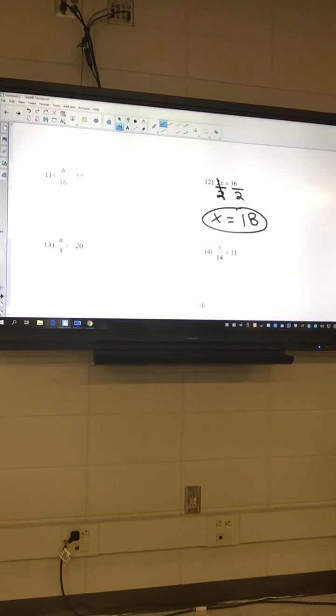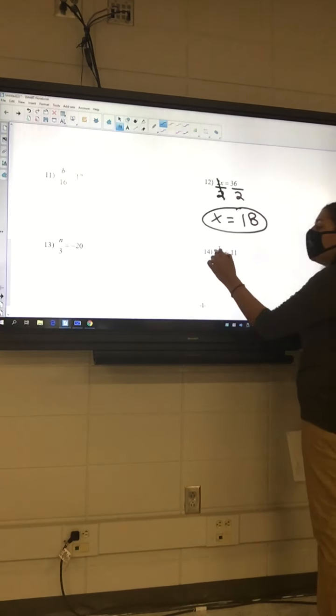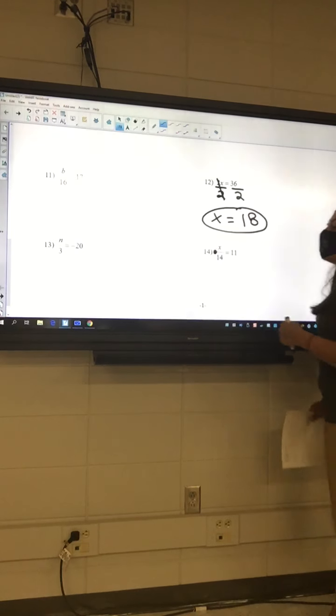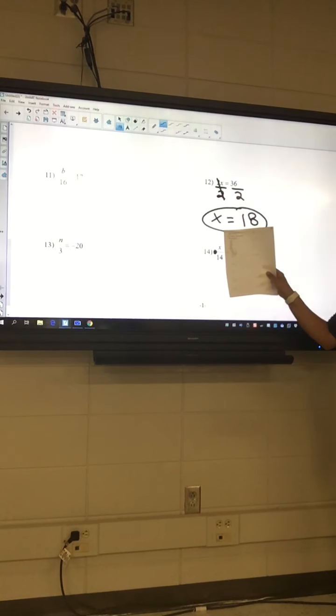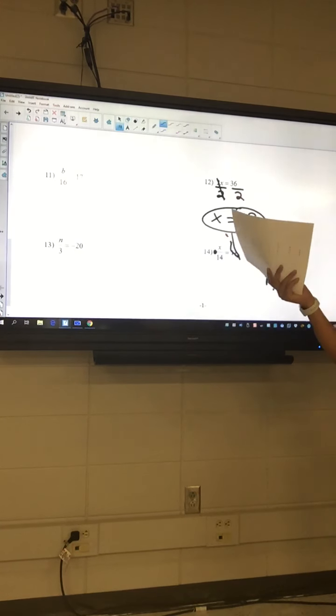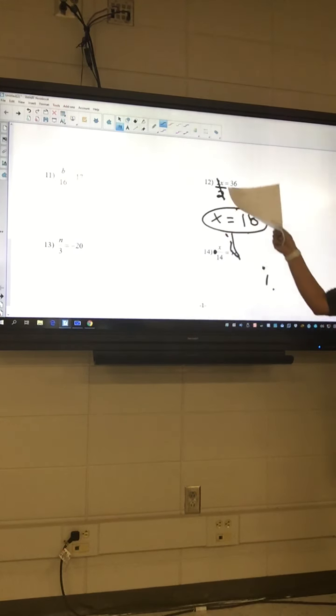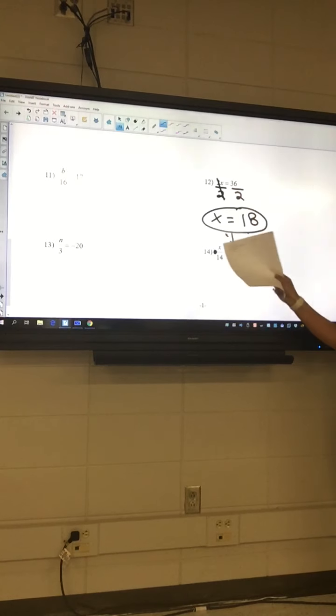Okay, look at 14. X over 14. What's it mean over 14? Divide. It means divide. So what is division's buddy? Multiplication. So we're trying to get rid of it. So instead of divide, you need to multiply by what? 1? No. So what's attached with the x? Well, a 1 is attached in front of the x. So this one had a 2. So that's how we knew what to divide. What number is with this one?